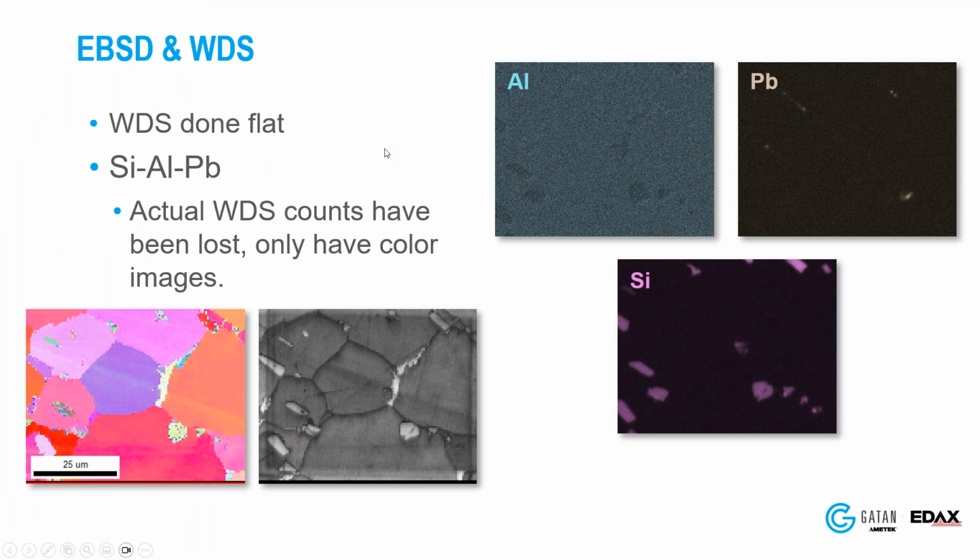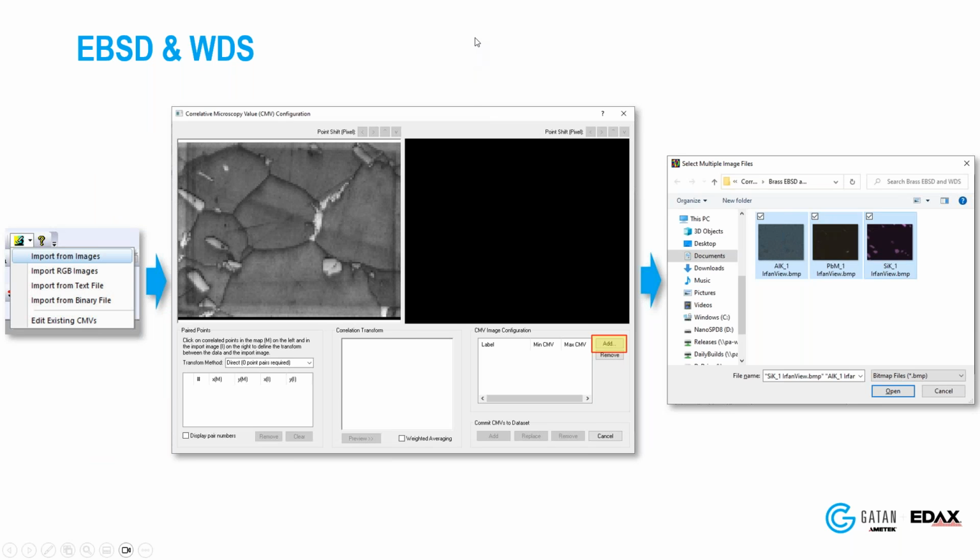Here's an example for WDS, and this one takes a little bit more work. We did the WDS flat, and we collected, in this case, maps for aluminum, lead, and silicon. And you can see the EBSD data there to the left. And it correlates pretty well, especially if you look at the silicon map. You can look at that versus the IQ map and see how those two images correlate. So let's bring that data in.